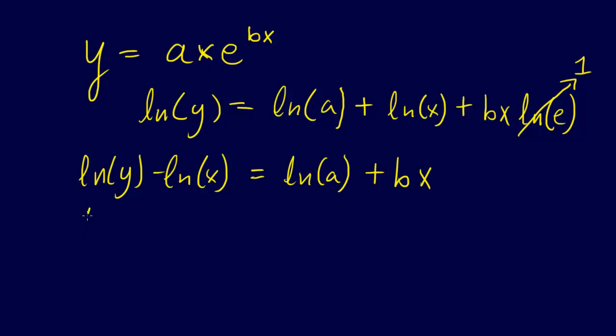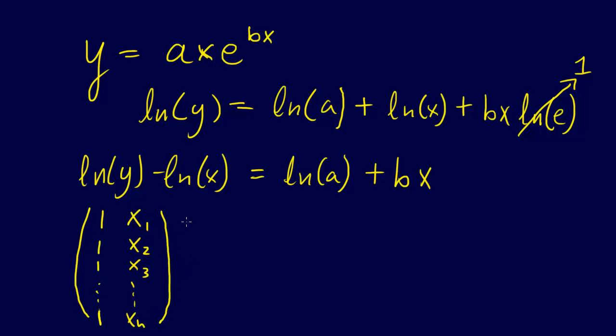Then our basis for the ln of a, that's just going to be multiplied by 1. So I'm going to have 1 all the way down, 1. Okay. And then multiplying by our b, we're going to have x. So we'll just call that x1, x2, x3, all the way to xn. Okay. And that's the first part of the system of equations.